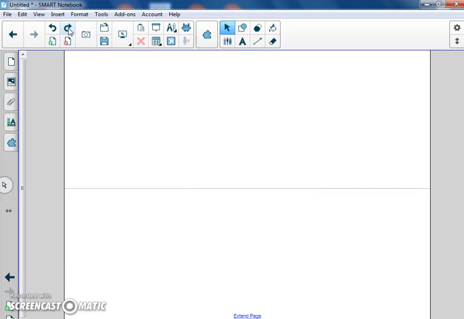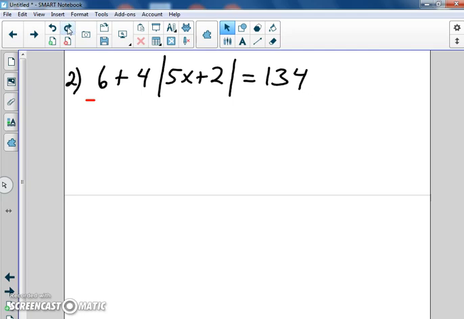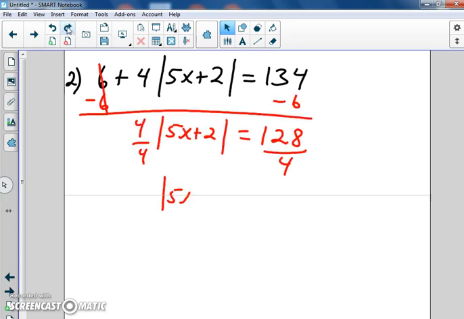Question number 2. 6 plus 4 times the absolute value of 5x plus 2 equals 134. Is the absolute value by itself? No. First thing, subtract 6 from both sides. Then divide both sides by 4. You should get the absolute value of 5x plus 2 equals 32. Now is the absolute value by itself? Yes. Drop the bars and write it twice.